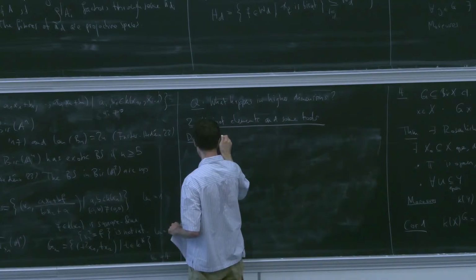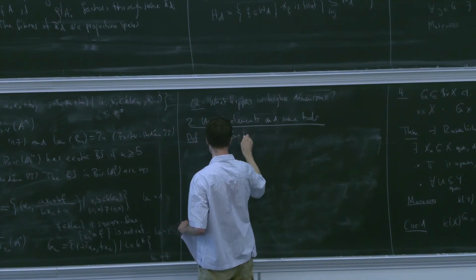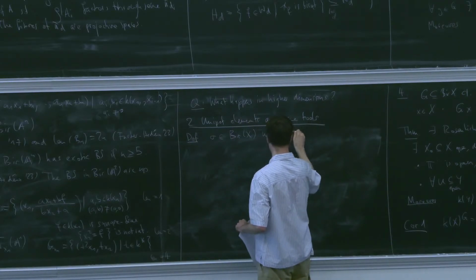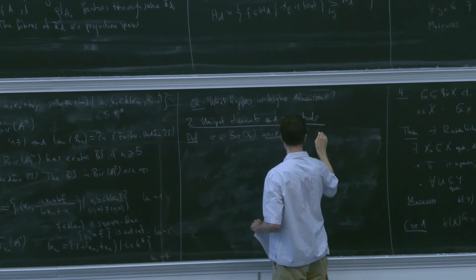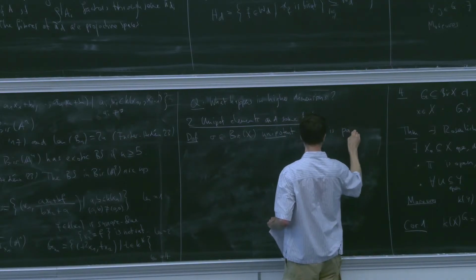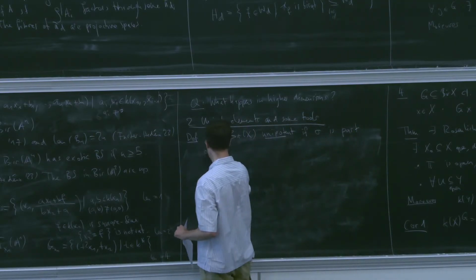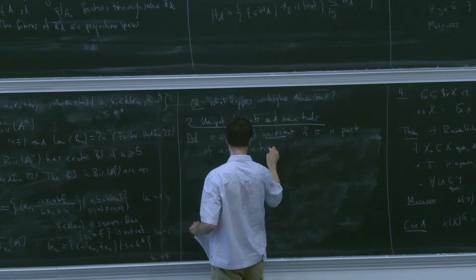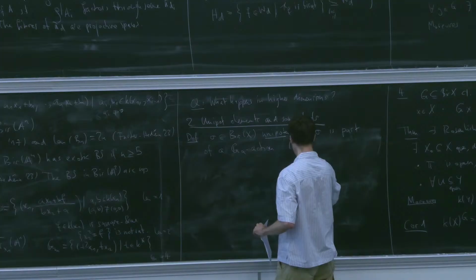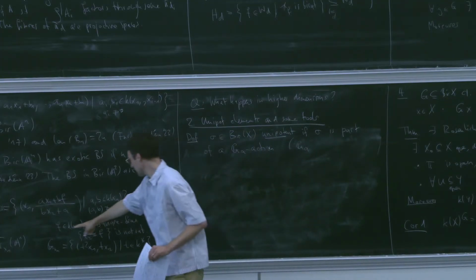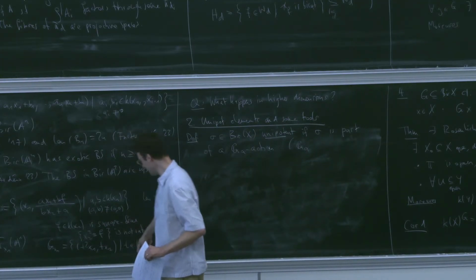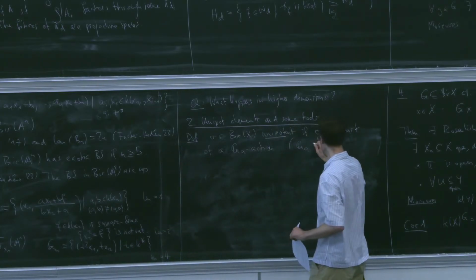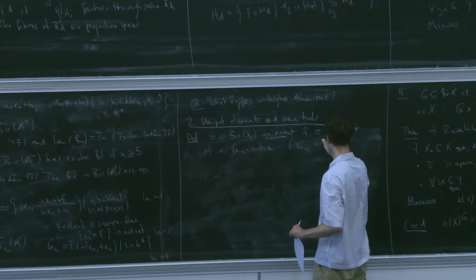So I will call a sigma in Bir X unipotent if sigma is part of a GA action. And maybe to say, I already denote this GM. So GM is in principle just a shorthand for K star, and this GA is just K with addition.